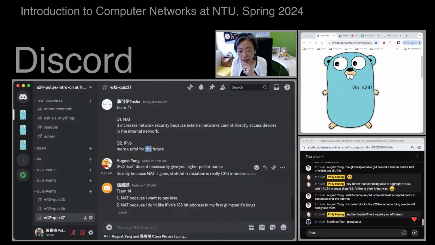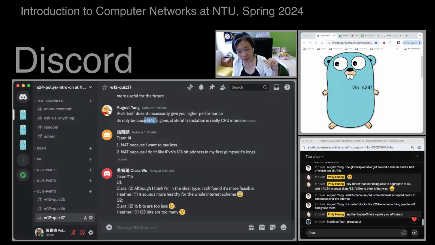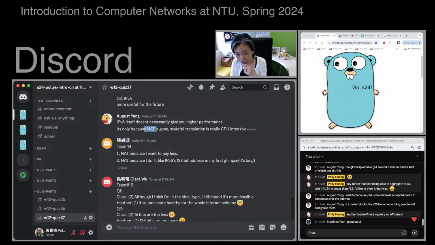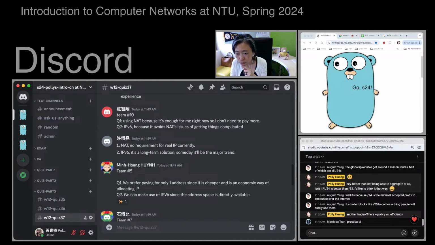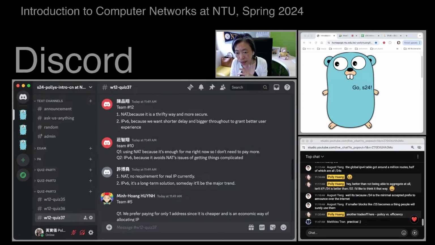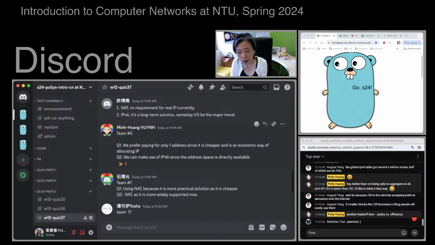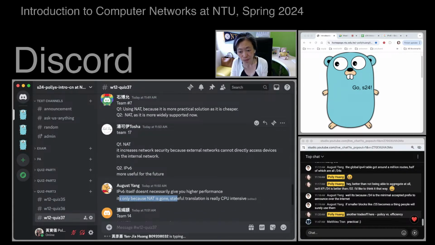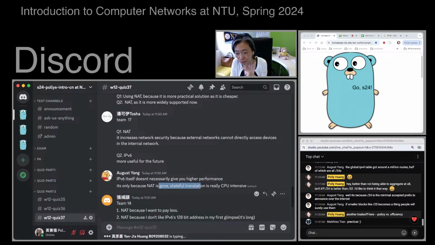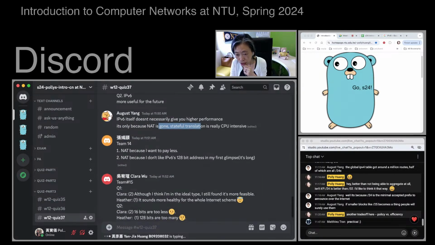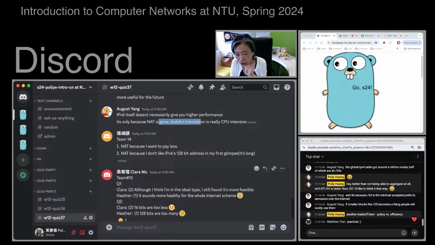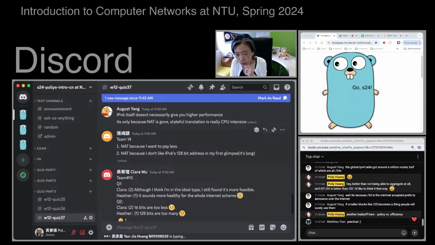Yeah, so by the way, packets going through the NAT box, even though the translation seems easy, there's still a table lookup, right? There's a translation table. That's going to take some time. Yeah, thank you, August, for adding to what I have commented on. Team 4 saying that IPv4 is going to be faster. Yeah, if you use IPv4, then you don't need the NAT box. Without the NAT box, it is faster also, right? So that's what August is trying to say. And NAT, you pay less?